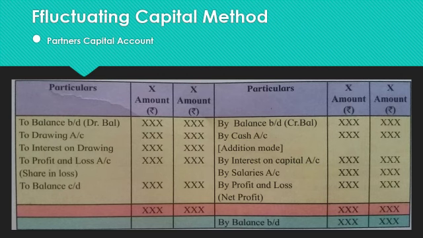The next is the fluctuating capital method. Under this method, only the partner's capital account is prepared. In the fluctuating capital method, balances on capital accounts change every year. You can see the pro forma of the partner's capital account.